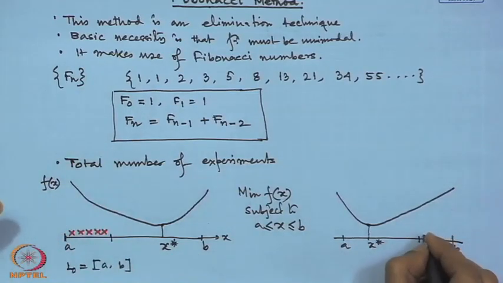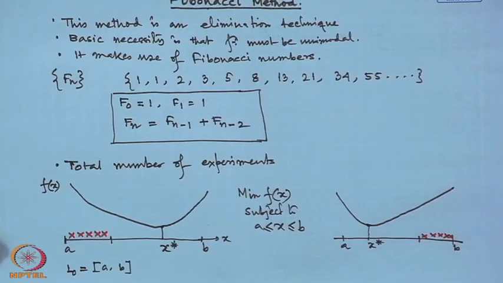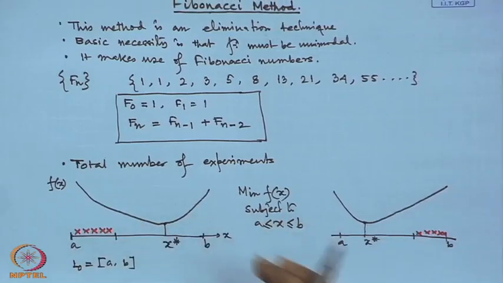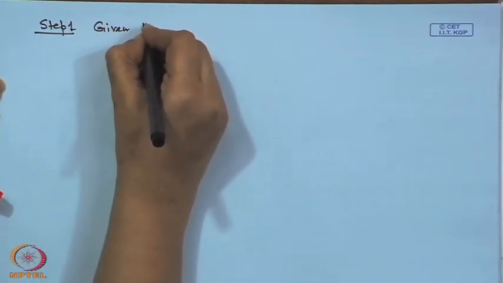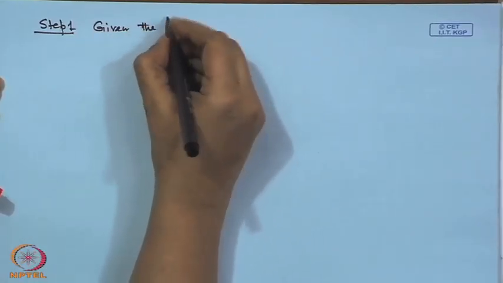The basic philosophy of the region elimination technique, as in the Fibonacci method as well, is that in every iteration we reduce a part of the interval, so that we conclude our iterative process with a small interval where we will declare the optimal is lying. That is how the process works. We start from the initial interval of uncertainty, L0 equal to A to B. Now, my next step, step 1 for the Fibonacci method, given the initial interval of uncertainty, let me elaborate the iterative process.